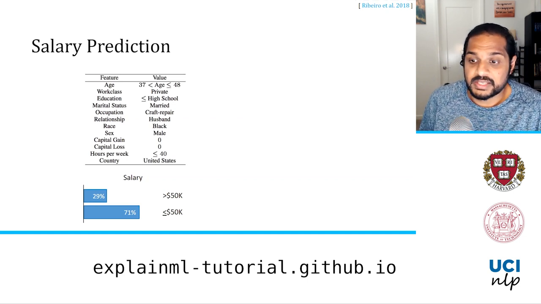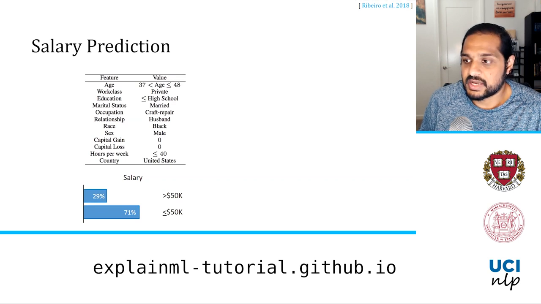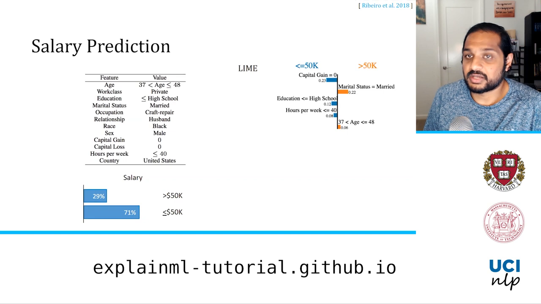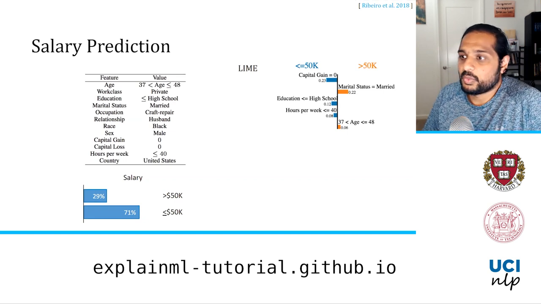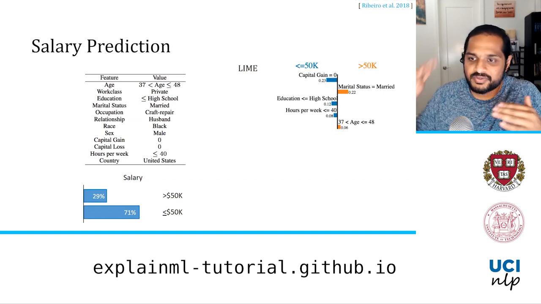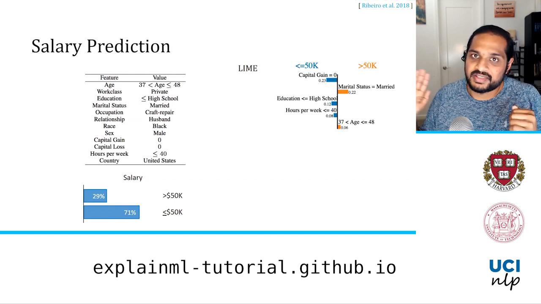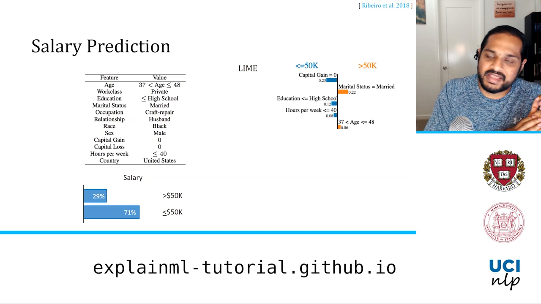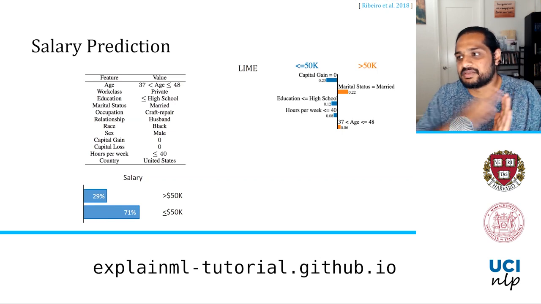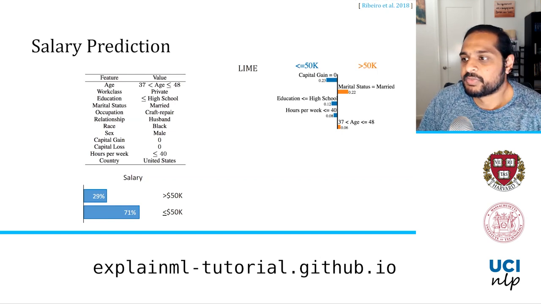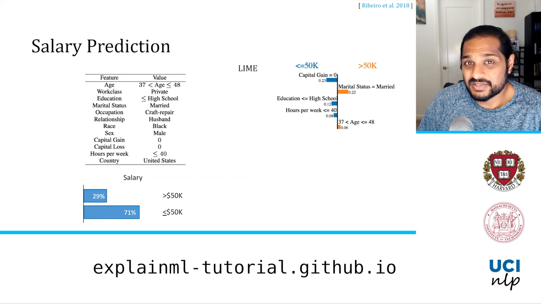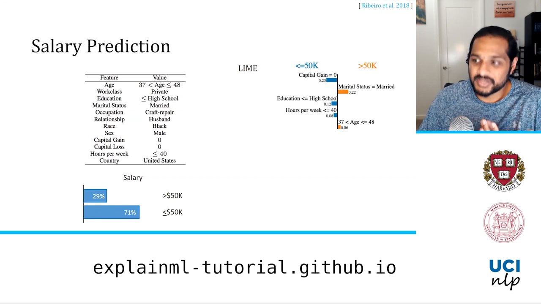Now, if you want to look at the explanation of why the model predicted this, we can look at LIME first, and it produces an explanation that looks like something like this, where it puts the most important features on top and it says whether they have an effect that makes the model think the salary will be less versus effect that makes the model think that the salary will be more. So the fact that capital gain is zero makes the model think the salary will be low.